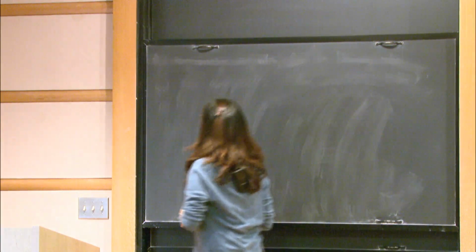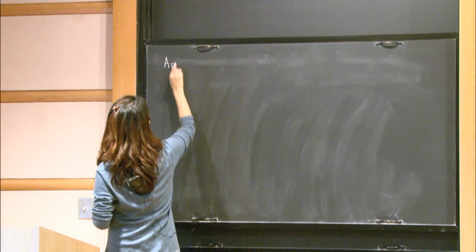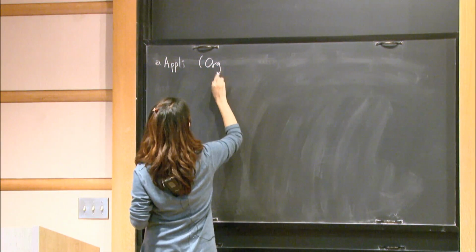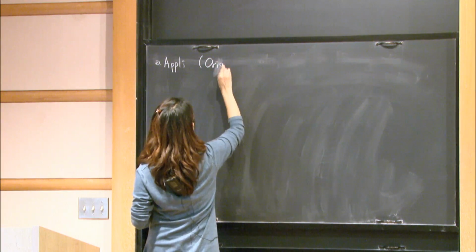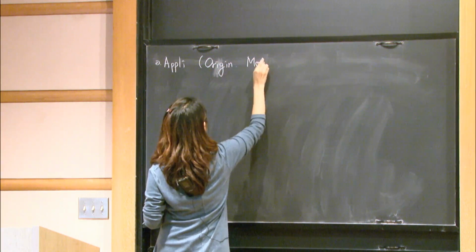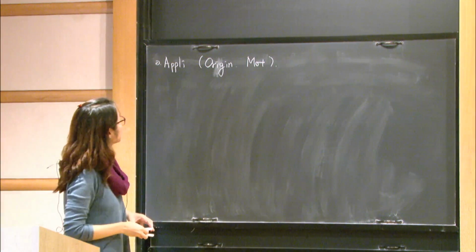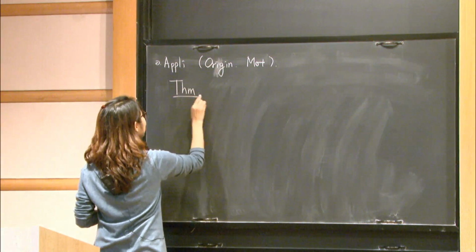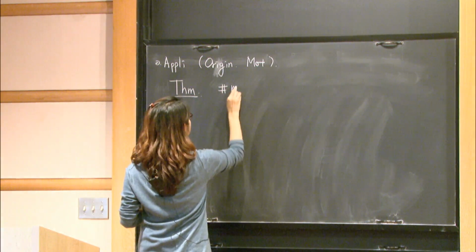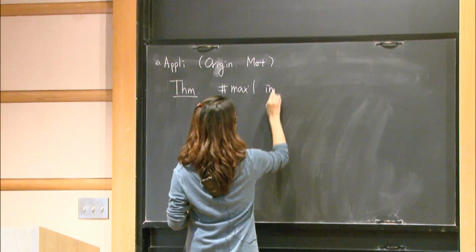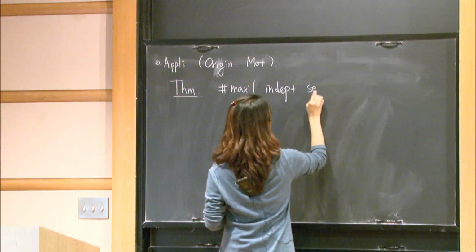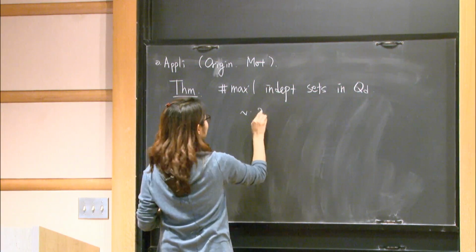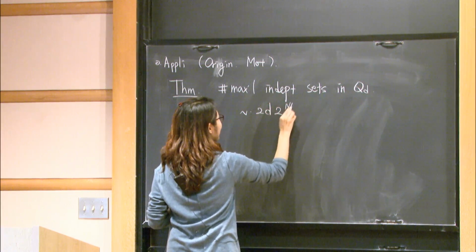So finally, our second application shows us what our original motivation was. And so our original motivation was to prove this theorem. The number of maximal independent sets in the Hamming cube QD is asymptotic to 2 times d times 2 to the n over 4.